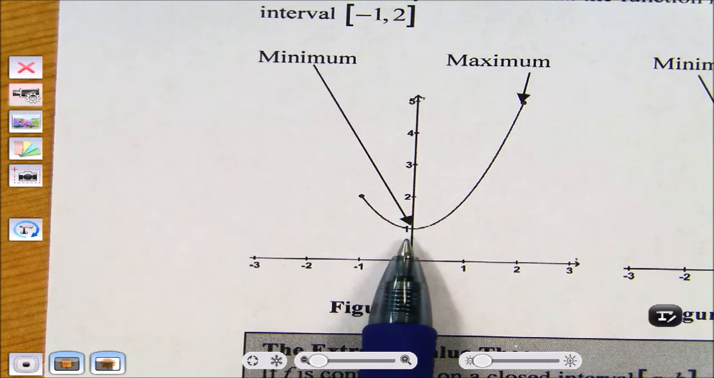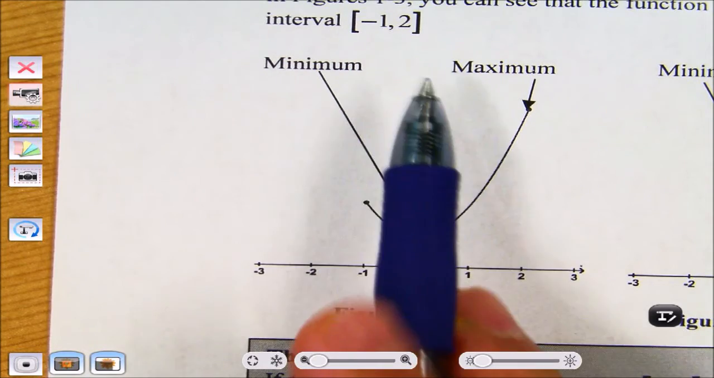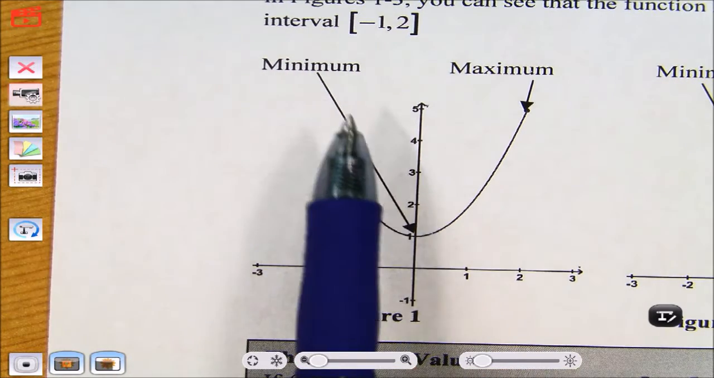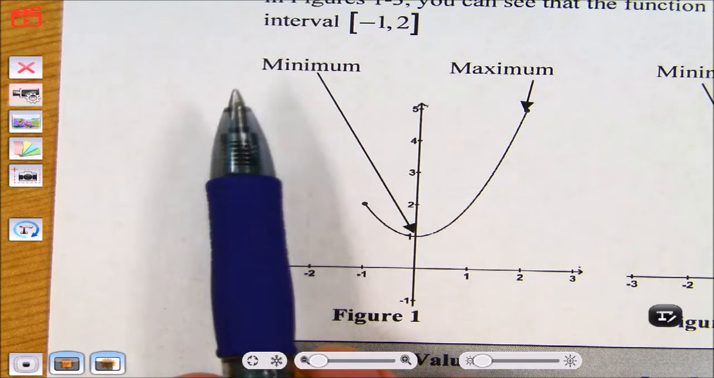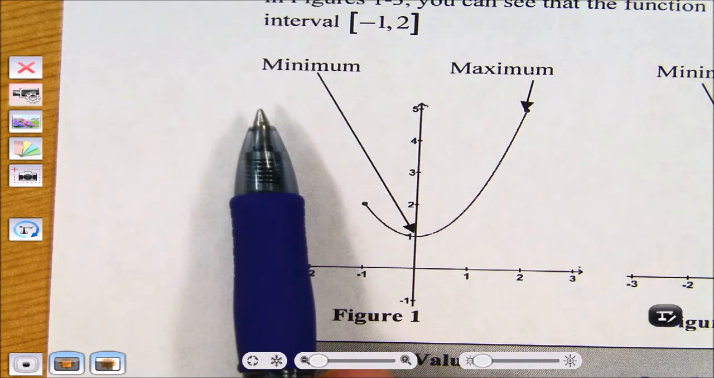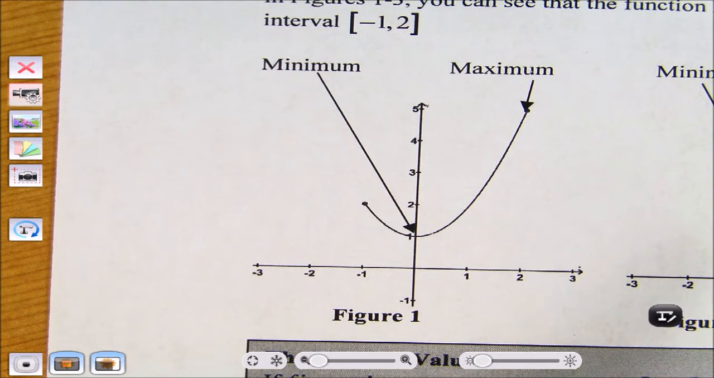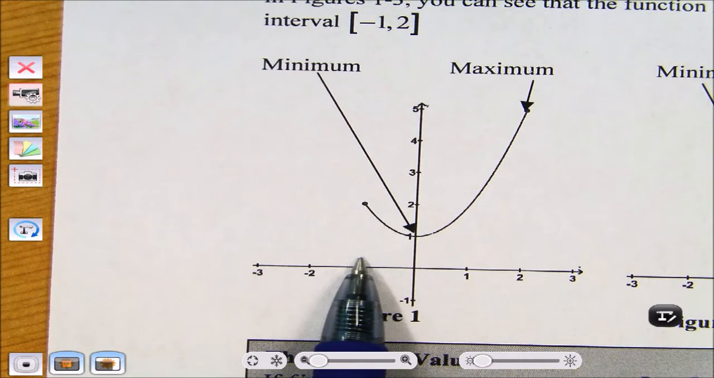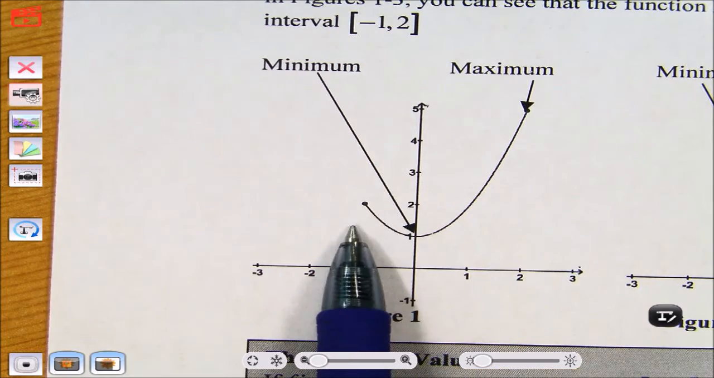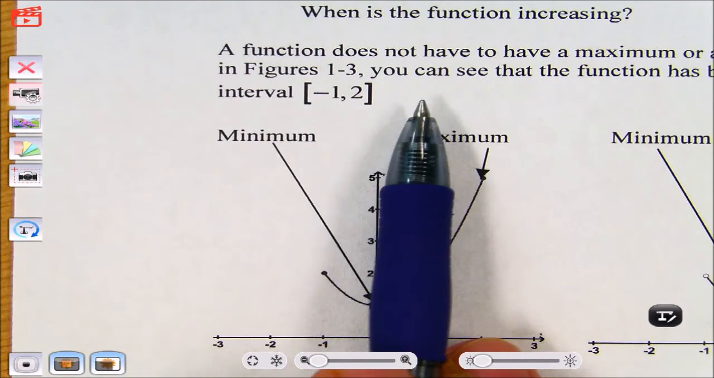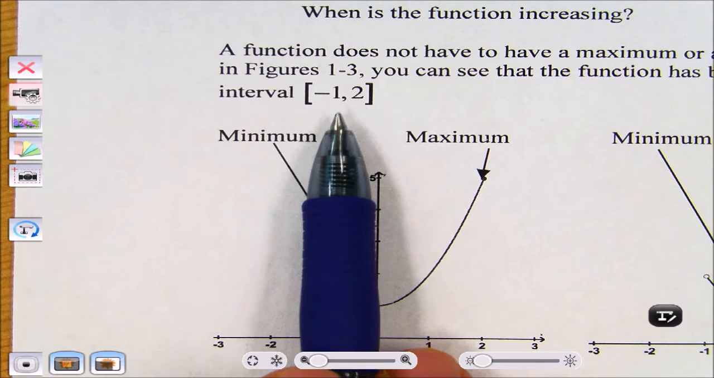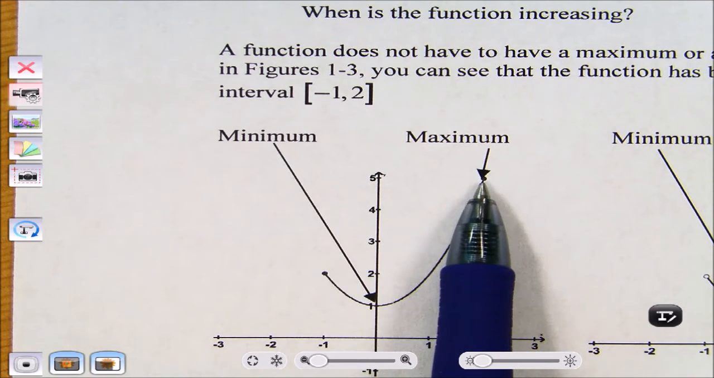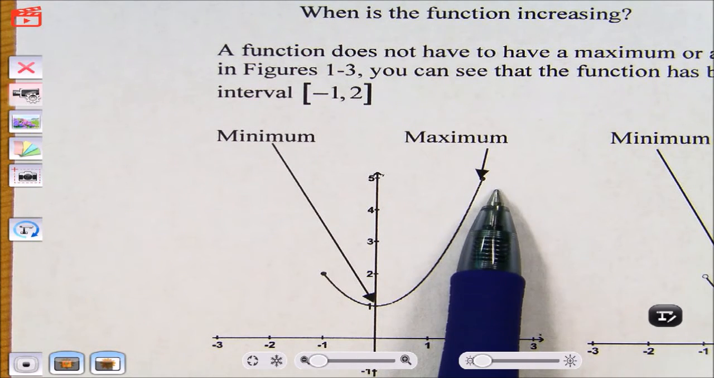Sometimes they're going to use the word minimum, and there are two other words they're going to use with that: relative minimum or absolute minimum. This is an example of an absolute minimum. An absolute minimum is when it's lower than any other functional value there. In this one, this is on a closed interval. So up here, that's also an absolute maximum.